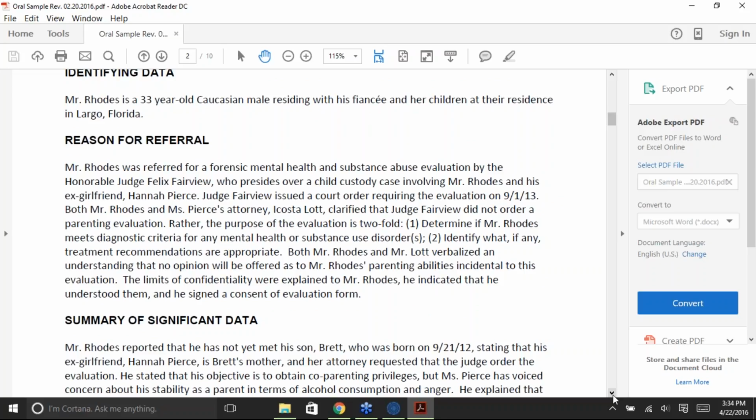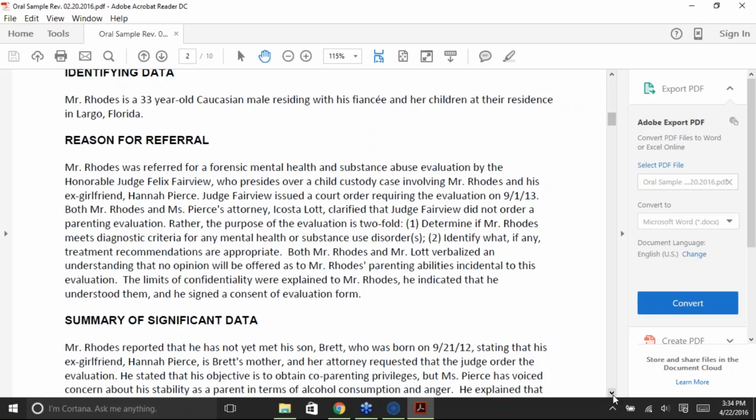Now already, this is an unusual case in some respects, because although this evaluation is connected to a child custody case, I'm not doing a parenting or custody evaluation, as you'll see in a moment. I'm kind of surprised that the judge actually ordered things the way that the judge did in this case, but yeah, it's the judge's call.